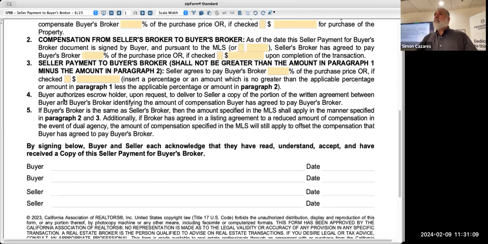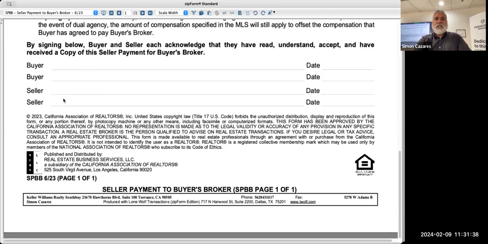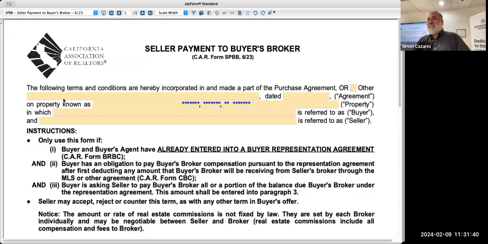If I do represent the buyer as a dual agent, meaning I represent you and I represent the buyer, then I will discount my commission by 0.5% or 1% for a total of X, Y, and Z. So if I'm going for 6% and I'm willing to reduce my commission, then if I represent the buyer and the buyer successfully closes, I'll reduce my commission down to 5%. Does that make sense? Okay, so that's what this paragraph says. And then obviously the buyer and the seller sign this agreement. Any questions?